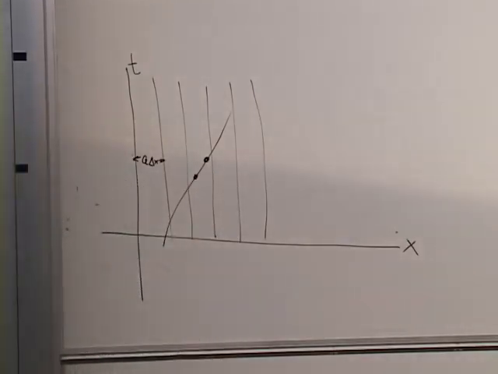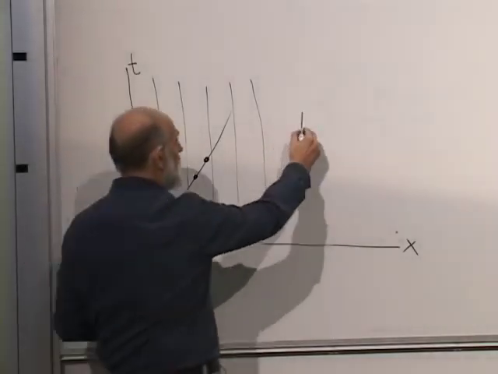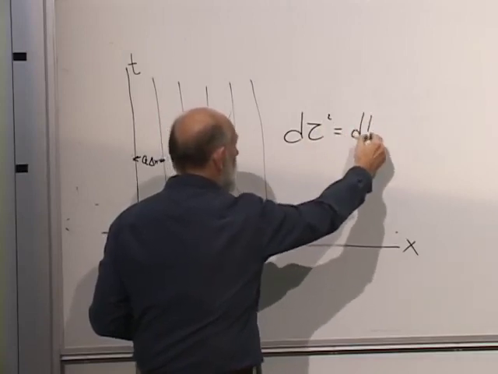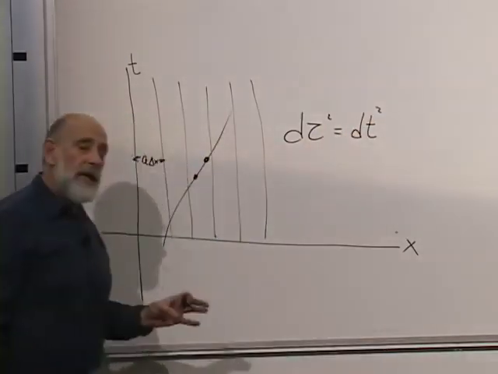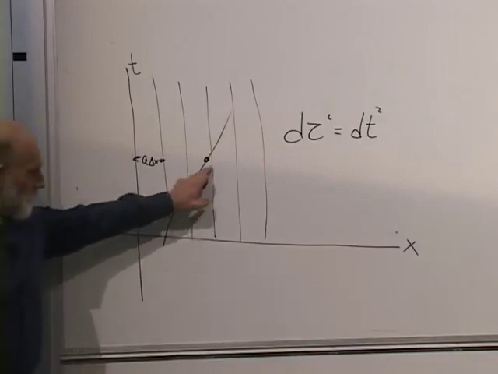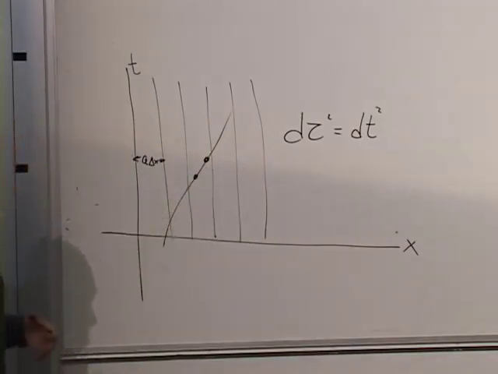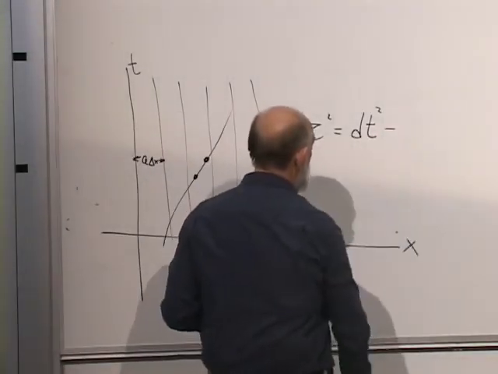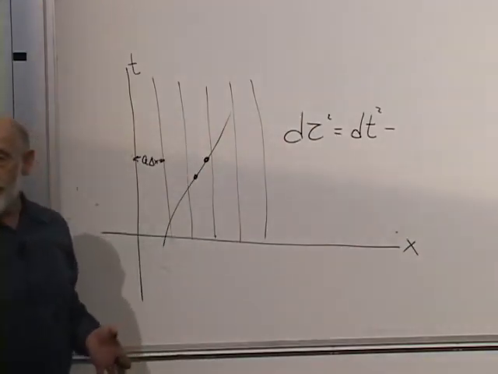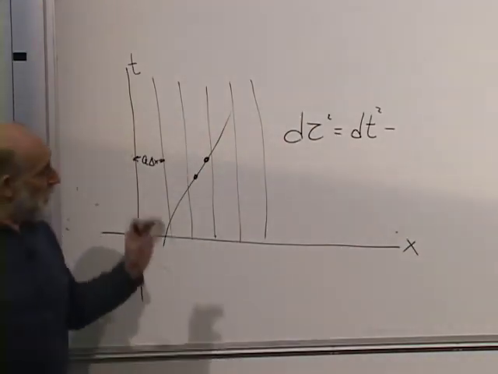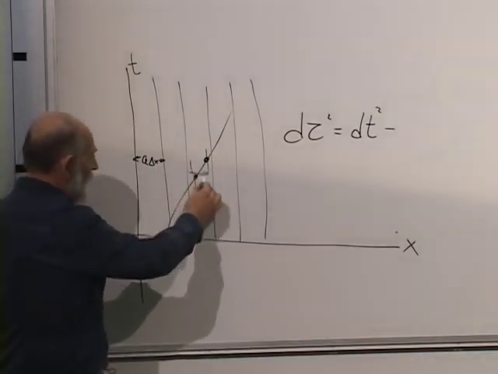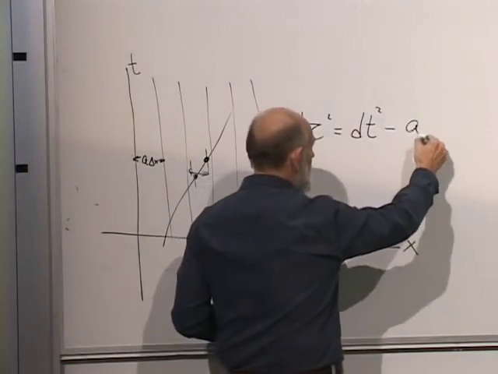Now, what is the proper time along the trajectory, let's say, of a particle between two neighboring points? The proper time, what do we call it, d tau squared? That's equal to dt squared minus the square of the spatial distance between them. What's the spatial distance? The square of the spatial distance between these two points is a squared dx squared.